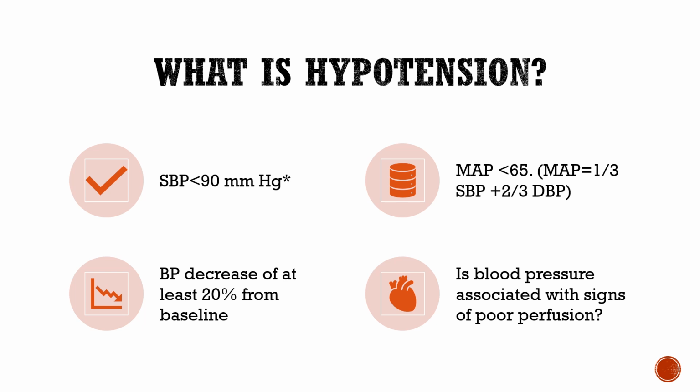Another important question to ask ourselves: is this blood pressure associated with signs of poor organ perfusion, such as, for example, decreased urine output, mental confusion, or chest pain? Also, it is important for us to know the mean arterial pressure because it's believed that mean arterial pressure is very important for organ perfusion. And there are different formulas which we can use to derive the mean arterial pressure, with one being 1/3 of systolic plus 2/3 of diastolic. And in the vast majority of patients, a mean of less than 65 is considered to be hypotension.